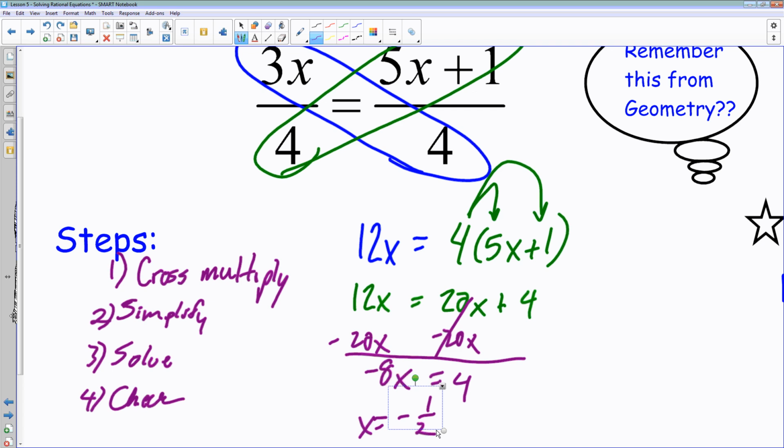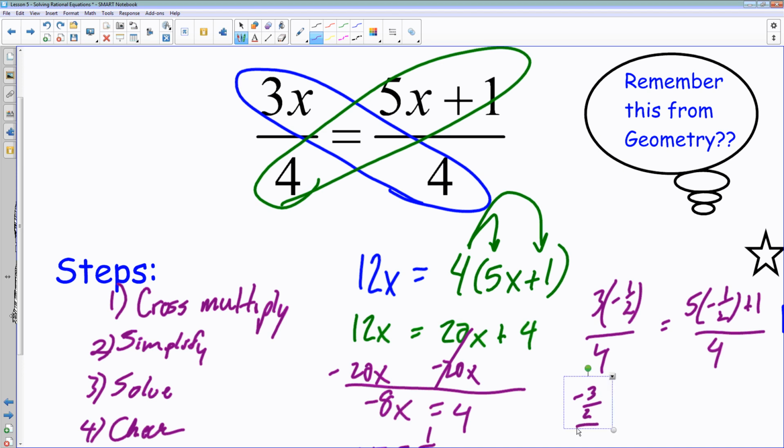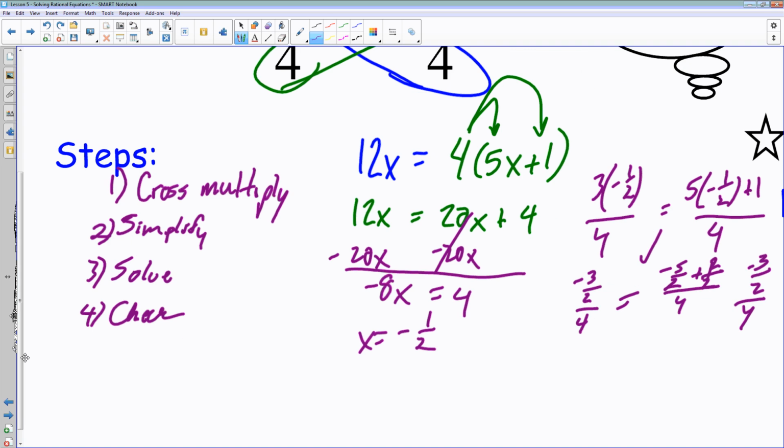Now let's do a check, to make sure that it worked out for ourselves. So 3 times negative 1/2 over 4 should equal 5 times negative 1/2 plus 1 over 4. So I get negative 3/2 over 4. I'm going to leave that as is. I'm going to have negative 5/2 plus 1 over 4, but 1 is the same as 2/2. So negative 5/2 plus 2/2 is negative 3/2. So we did get the same thing. Good to go. Our final answer, x equals negative 1/2.